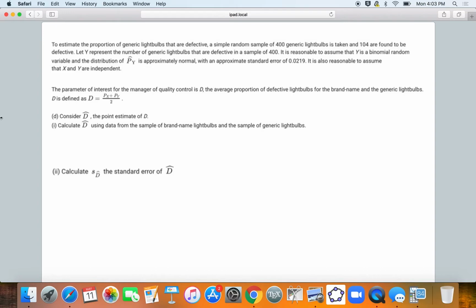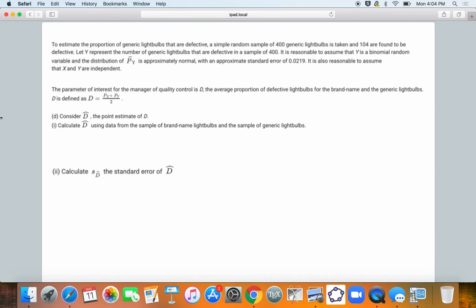So to estimate the proportion of generic light bulbs that are defective, a simple random sample of 400 generic light bulbs is taken and 104 are found to be defective. Let y represent the number of generic light bulbs that are defective in a sample of 400. It is reasonable to assume that y is a binomial random variable and the distribution of p hat y is approximately normal with an approximate standard error of 0.0219. It's also reasonable to assume that x and y are independent.